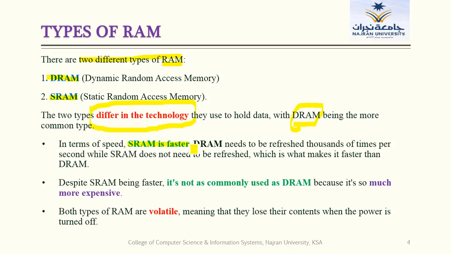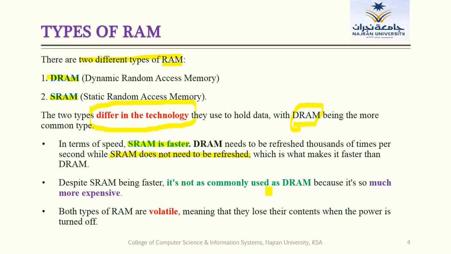So there are some differences between SRAM and DRAM. In terms of speed, SRAM is faster than DRAM. Why is this faster? Because there is a concept of static and dynamic. Dynamic RAM, DRAM, needs to be refreshed thousands of times per second, because it is dynamic. Every time it is dynamically changing. But SRAM does not need to be refreshed. That is the reason SRAM is faster than DRAM. So this is the first difference. In terms of speed, which RAM is the best one? SRAM.